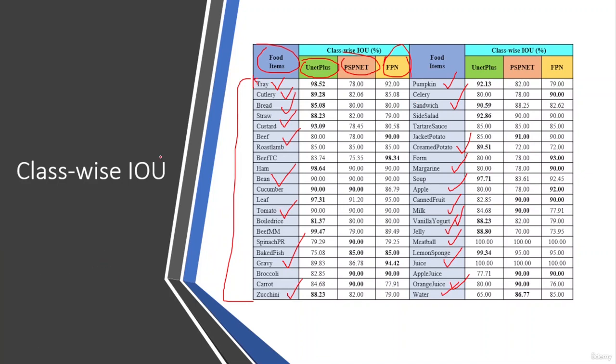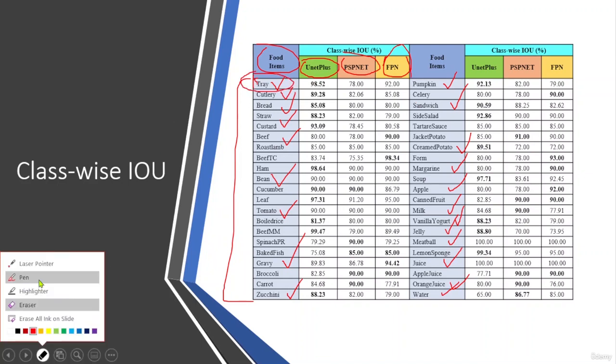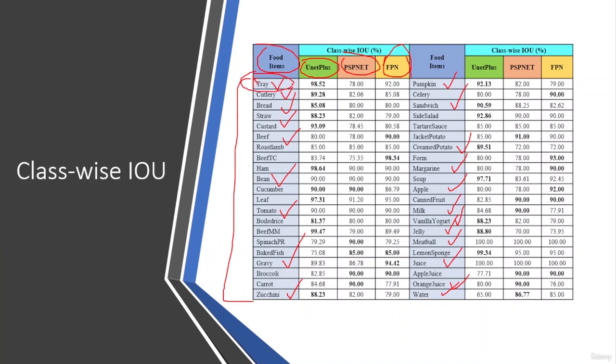For each class, for example, consider the tray class, the intersection over union score for the 3 models is given over here. You can see for the tray class, the UNet Plus obtained 98.52% intersection over union score, PSPNet obtained 78%, and FPN obtained 92%. And remember, all the scores are given in percentage. Also you can notice the highest score is in bold.